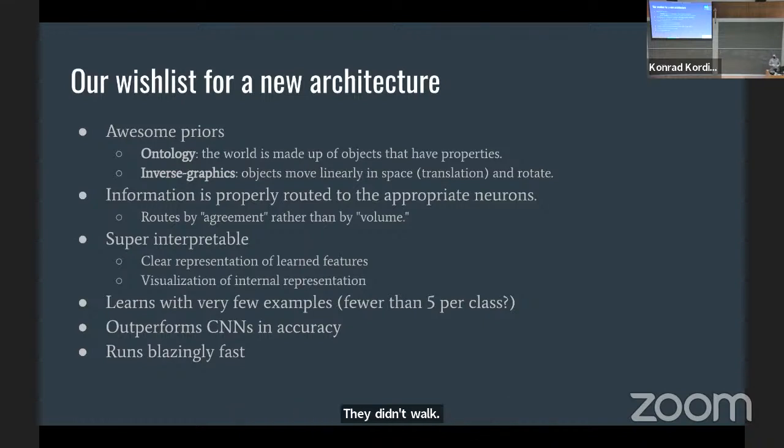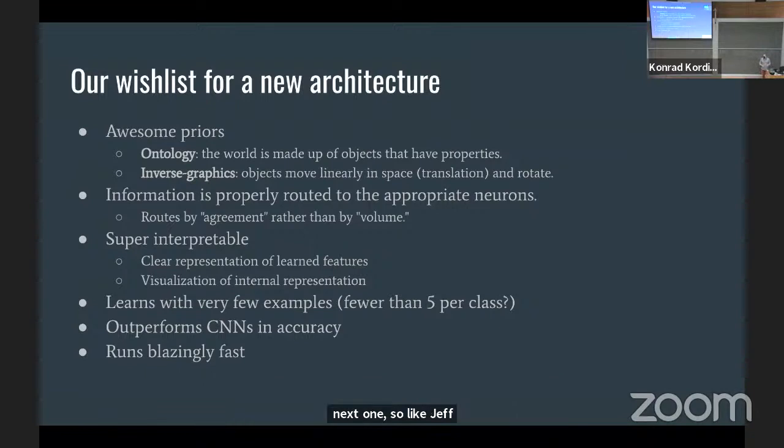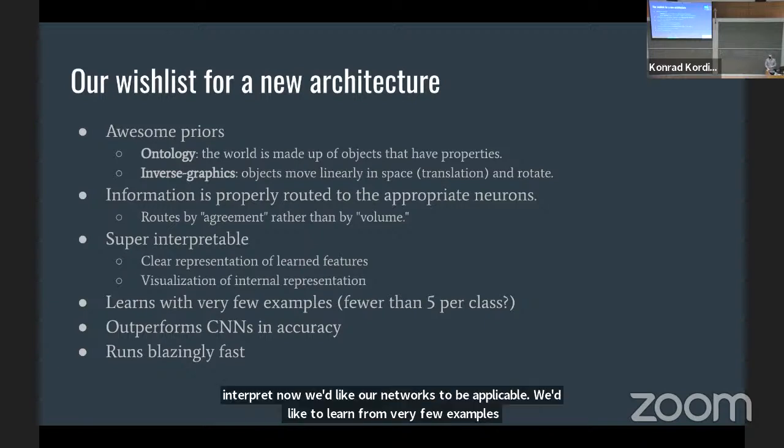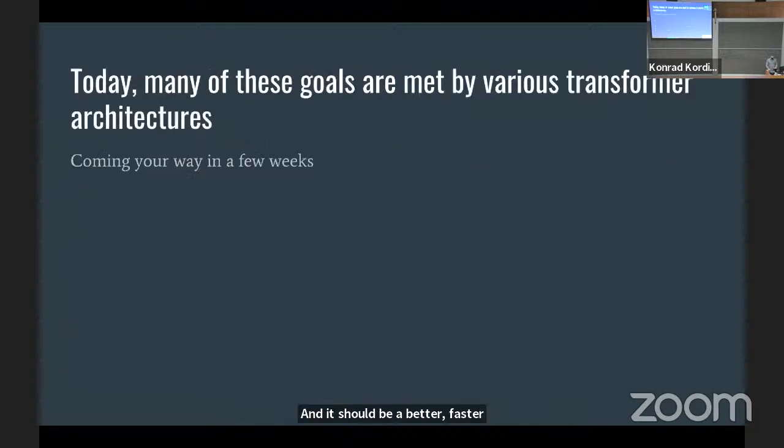That being said, there are things that are true about the world that we aren't using. And convnets are kind of a hack that seems to work well enough for most cases. And we have a relatively poor understanding of why convnets work so well. Jeff Hinton says, yeah, the max pooling doesn't make any sense, but he can't say, okay, and here's why it actually works. And that's very hard to interpret. We'd like our networks to be interpretable. We'd like to learn from very few examples. Humans, I can show you a new object and you'll learn it immediately. It's very hard to do that. And it should be better, and it should run fast, and so forth.